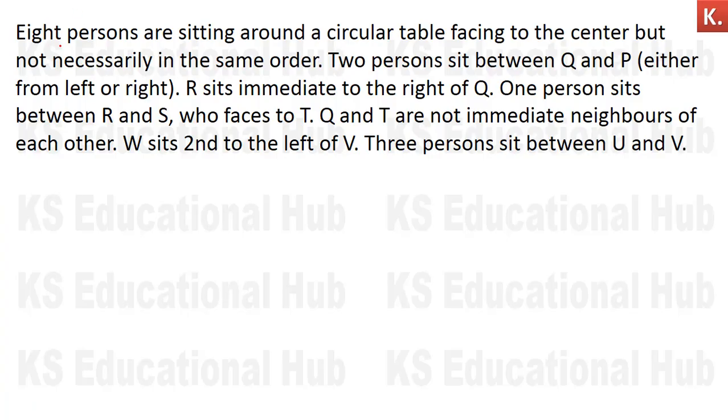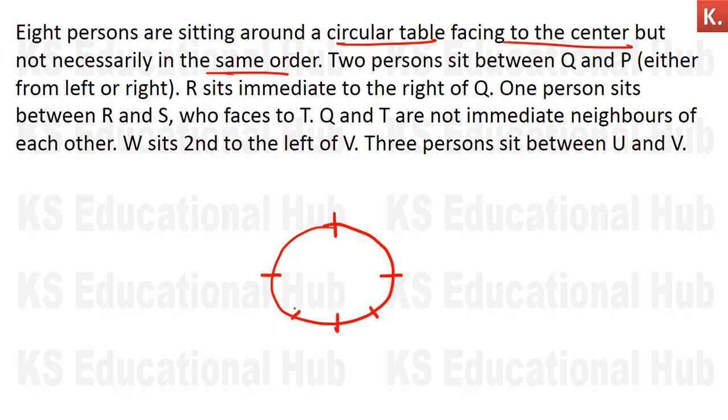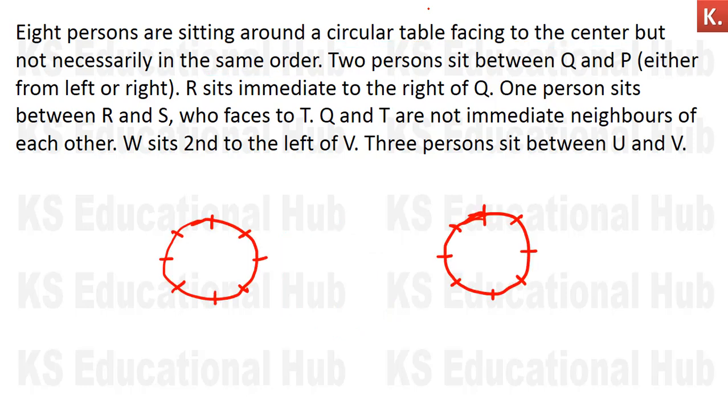So here's the first question. 8 persons are sitting around a circular table facing the center, but not necessarily in the same order. There are 8 persons sitting around a circular table facing towards the center. Because these people are facing this direction, this person's left is this and this person's right is this. Let's try to do it.